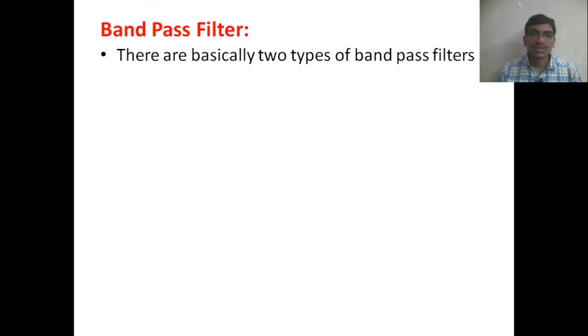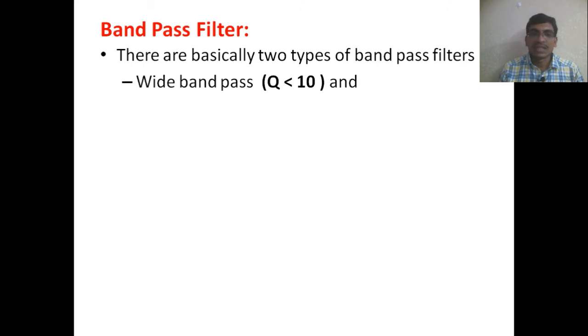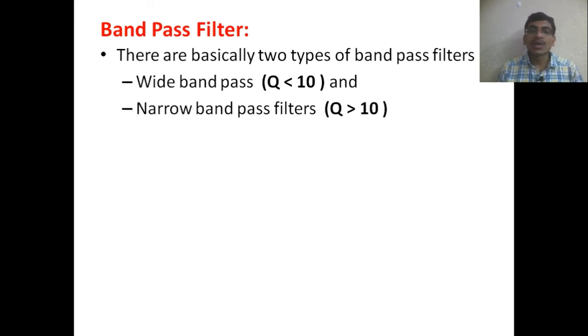There are basically two types of band pass filters. One is a wide band pass filter and the other is a narrow band pass filter. These are classified based upon the quality factor of the filter. So here if the Q is less than 10, that is called a wide band pass filter.